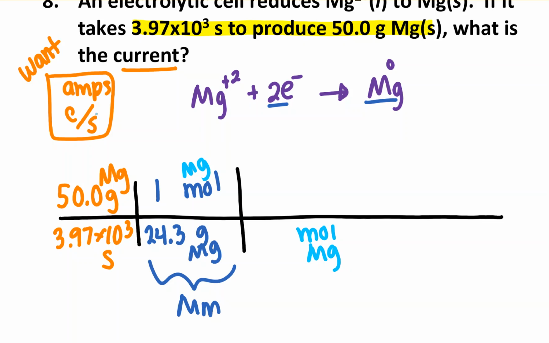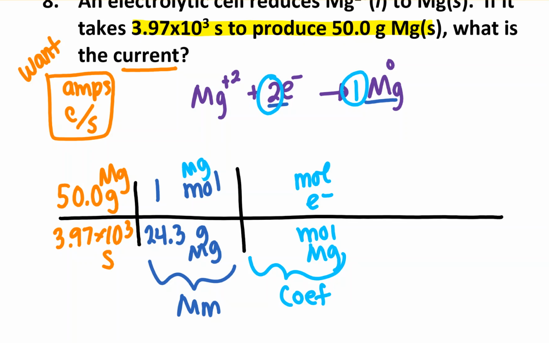Coulombs is charge per second. I'm getting closer if I go to electrons. So for this step, I'm using the coefficients. In other words, I see I need 2 moles of electrons for every 1 mole of magnesium that I get. And then again, I said I want coulombs per second. Right now, everything's canceling except for moles of electrons per second.